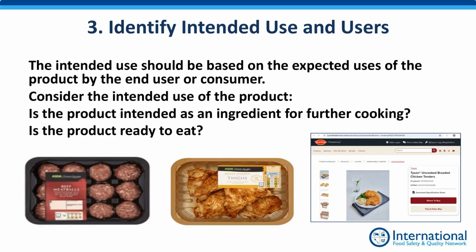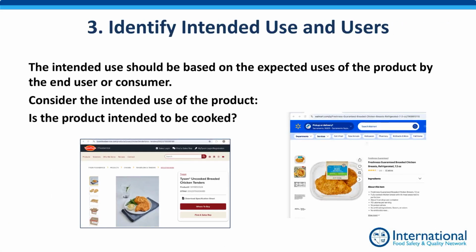An alternative use may occur in the consumer's home, such as consumption of a product that looks ready to eat without completing the correct cooking, or elsewhere in the supply chain, such as an unintended use as a raw material. So consider that if the product is intended to be cooked.